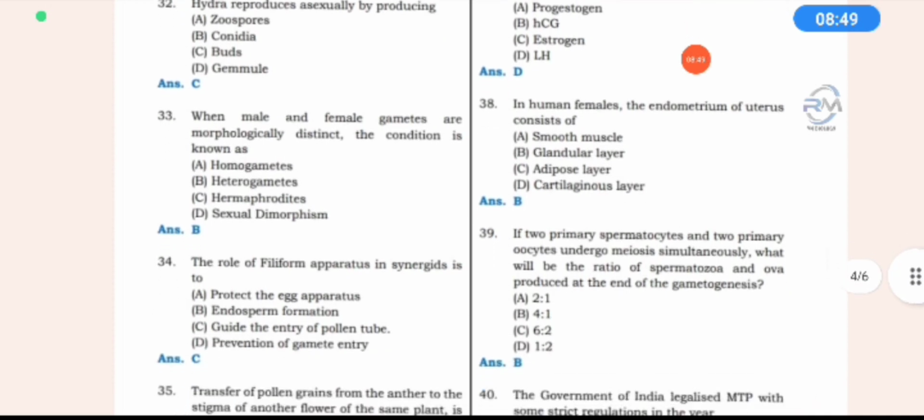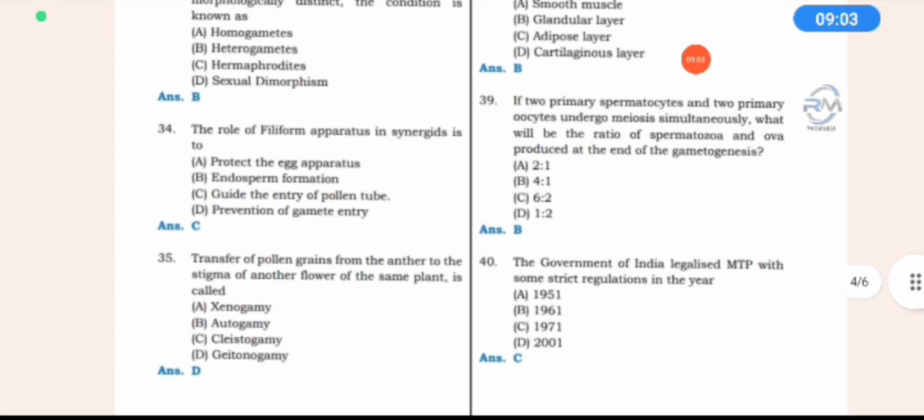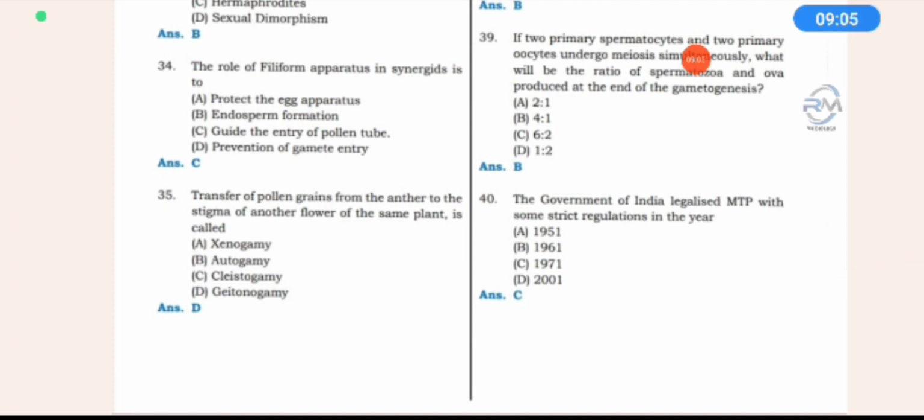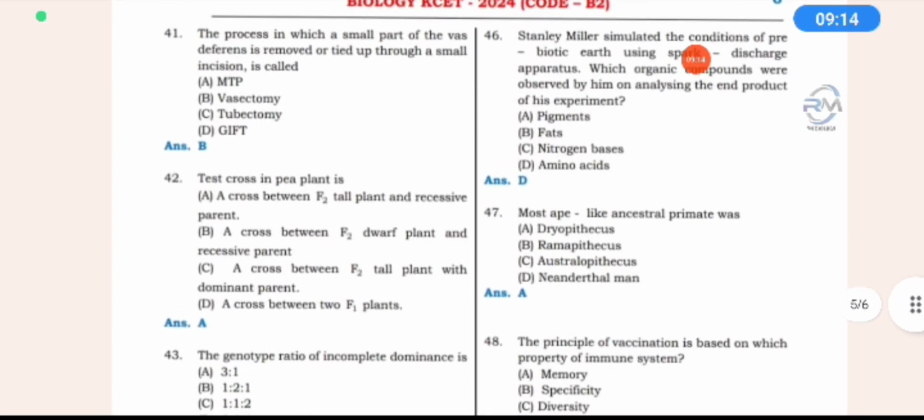If two primary spermatocyte and two primary oocyte undergo meiosis simultaneously, what will be the ratio of spermatozoa and ova produced by the end of gametogenesis? 4:1. The government of India legalized MTP with some strict regulation in the year of 1971. Next question. The process in which a small part of vas deferens is removed or tied up through a small incision is called vasectomy.